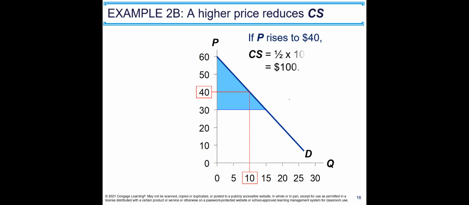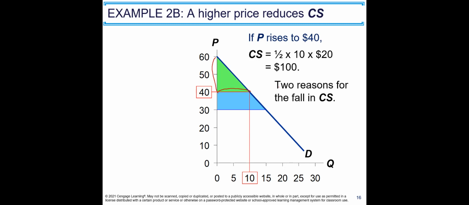And if the price gets higher, consumer surplus goes down. Let's see what happens if the price is $40. Now the consumer surplus is the green shaded triangle. Now the height is different. Height is 20. Base is different, 10. So therefore the new consumer surplus is 100.